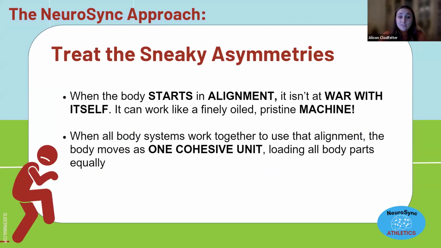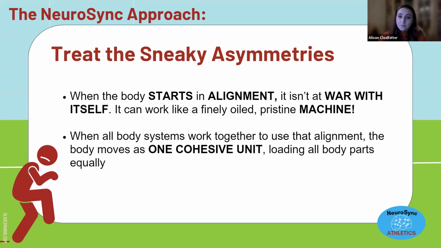So when the body starts in alignment, it isn't at war with itself. It can work like a finely oiled, pristine machine. When all of our body systems work together to use our alignment, the body moves as one cohesive unit, loading all of our body parts equally.